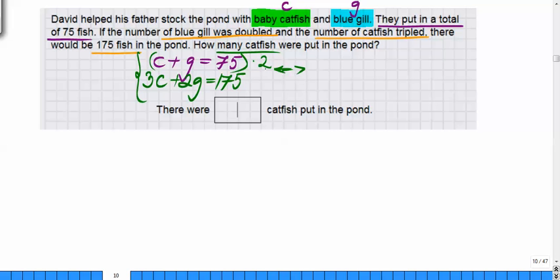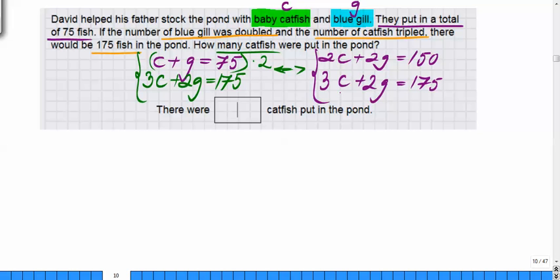This way you will get an equivalent system. First equation: 2 times C is 2C plus 2 times G, 2G, equals 2 times 75, which is 150. The second equation does not change, everything stays the same. As you can see, if I subtract the top one from the bottom, 2G will be eliminated.